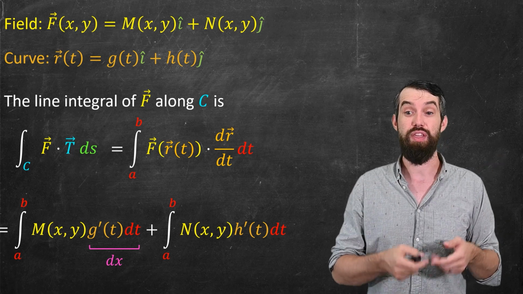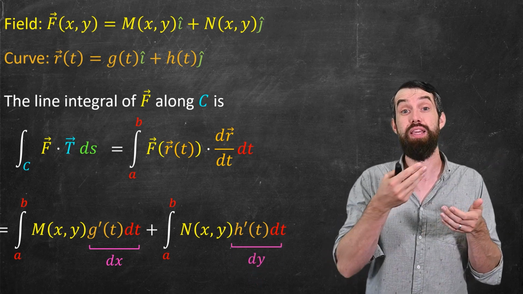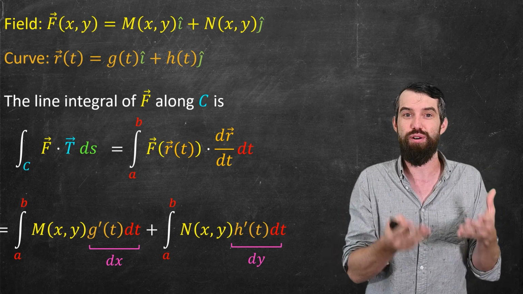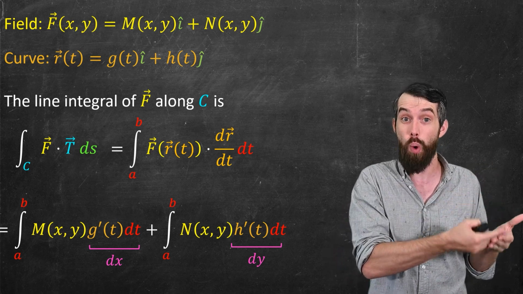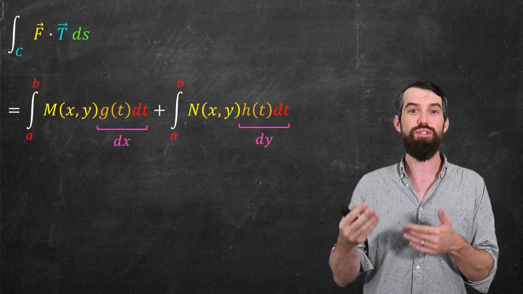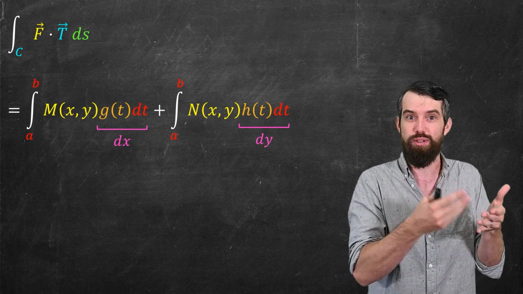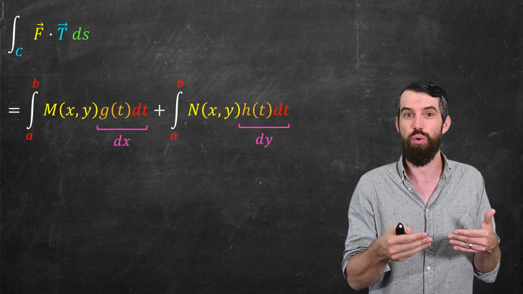And likewise, the dy I will define to be h prime dt. Again, you change t a little bit, then with the scaling factor of h prime, you get a resulting change in y. All right, so these integrals are how you would actually compute what we'll call the line integral of a vector field with respect to x and the line integral of a vector field with respect to y.